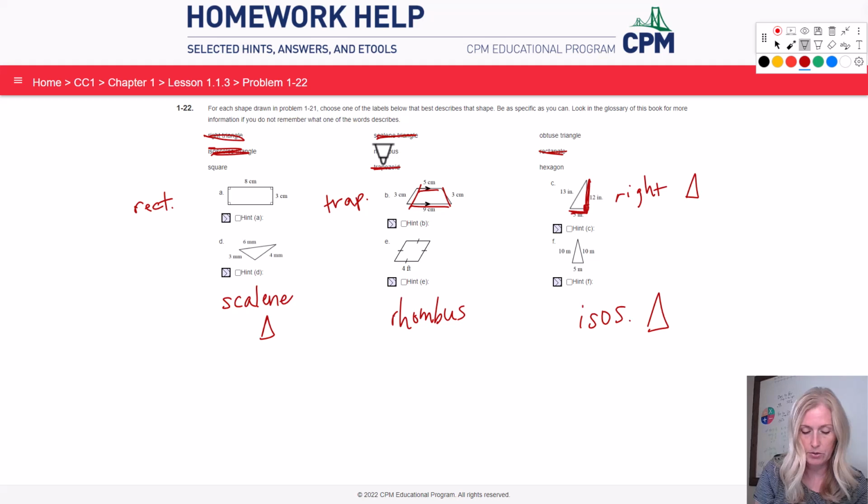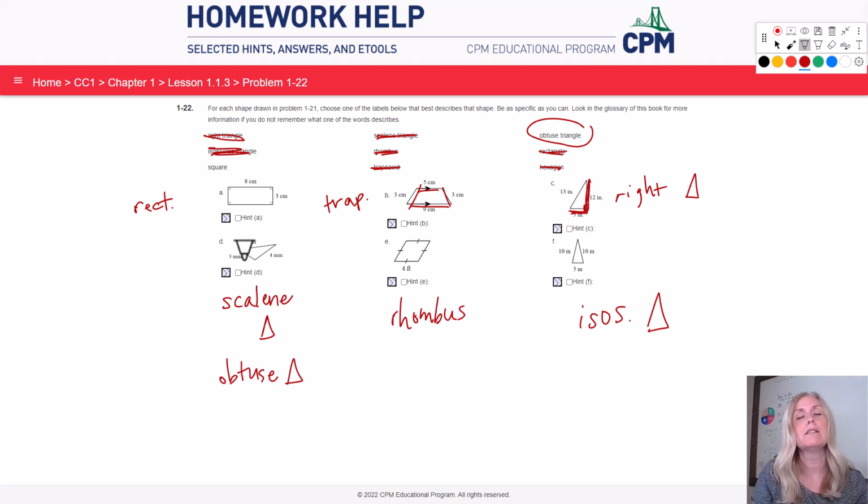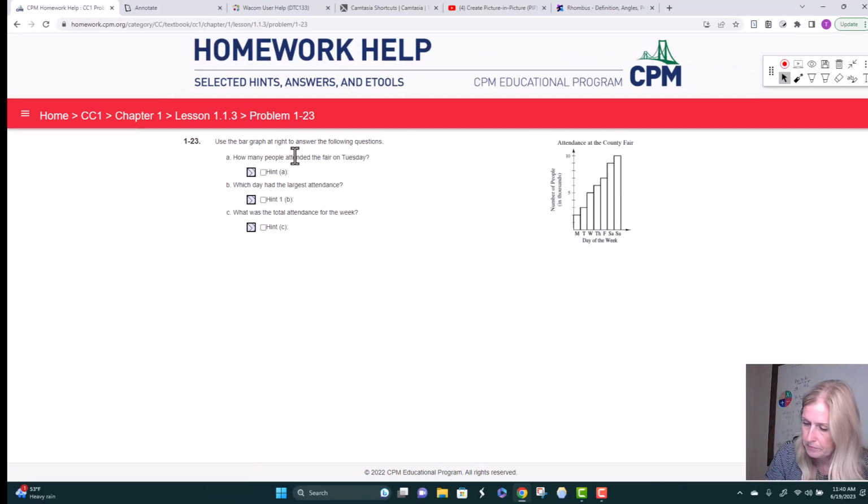Okay, so we didn't use square. There's no hexagon. You know what? Actually, this obtuse triangle could also be used to describe this one, and here is why. An obtuse triangle means that one of the angles has to be greater than 90 degrees. That's what obtuse means, it's greater than 90 degrees. This angle right here is definitely greater than 90 degrees, so that makes it an obtuse triangle.